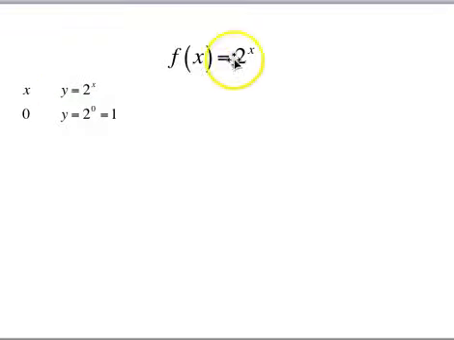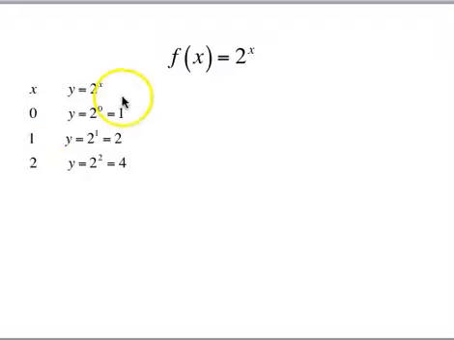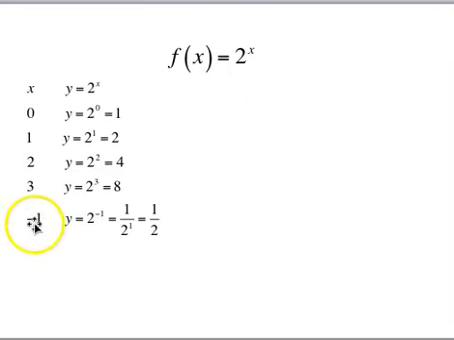So if x is 0, y is 2 to the 0. Anything to the 0 power is 1. So our first point is 0, 1. If x is 1, y is 2 to the first, or 2. If x is 2, y is 2 to the second power, 4. If x is 3, y is 2 to the third power, 8. Then I went to a negative number.